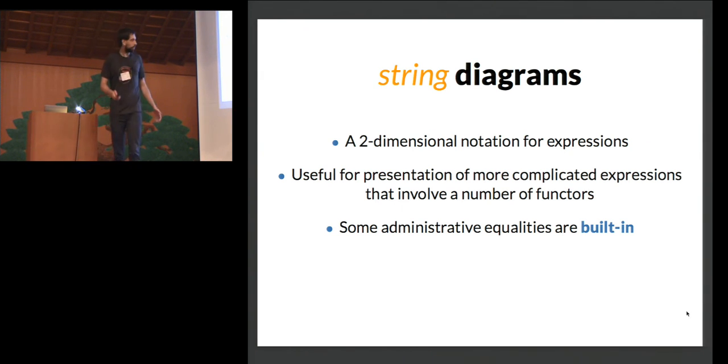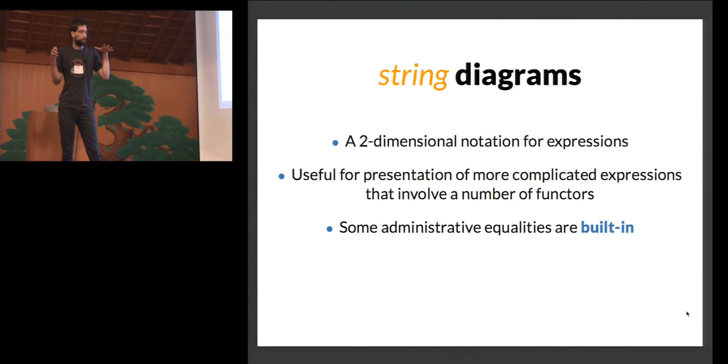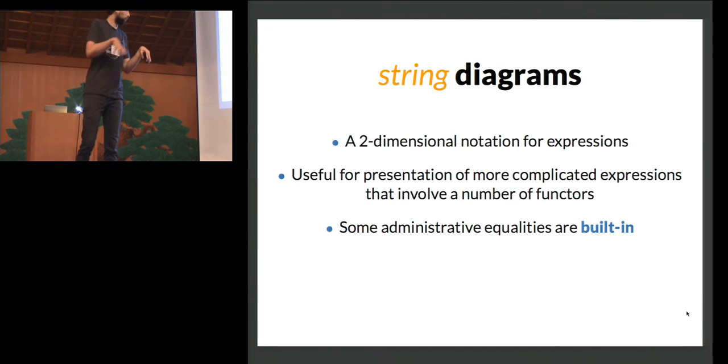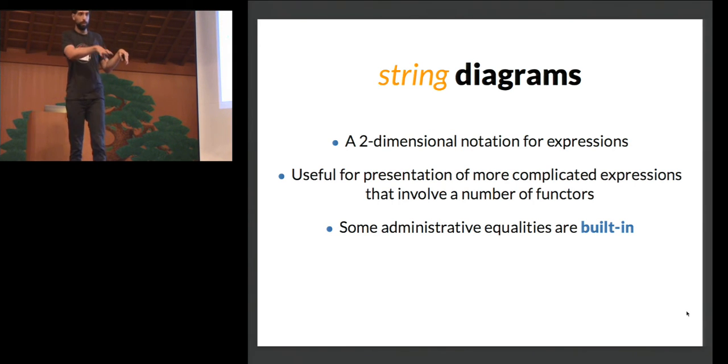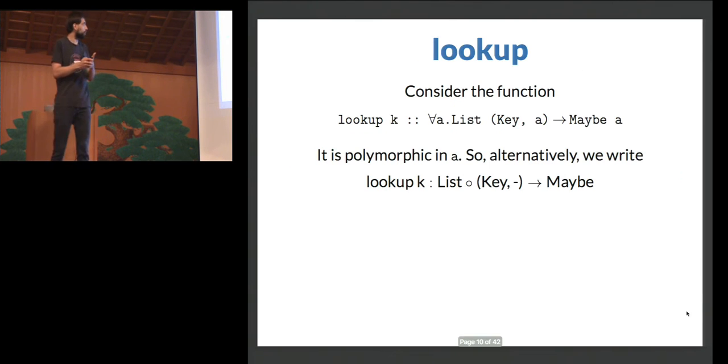The nice feature of string diagrams is that they have some administrative equalities built in. That means that whenever two expressions are equal by such an equality, we don't have to put that equation in the proof, because the two things have the same representation as a string diagram, right? I think an example will give you a good overview of what's going on.